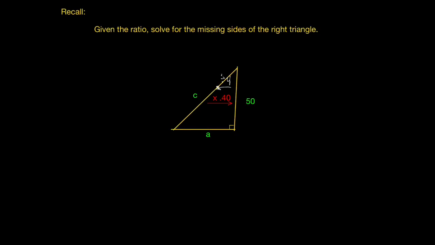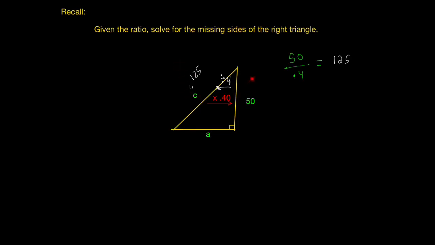So let's go ahead and do that so we can get the value for C. So we're going to do 50 and divide that by 0.4. And here we're going to get 125. So we get that C is equal to 125.